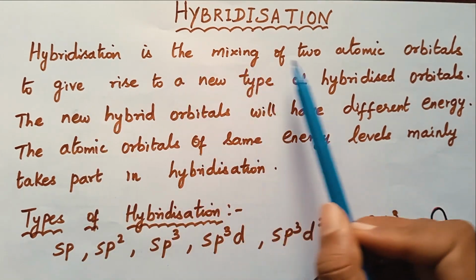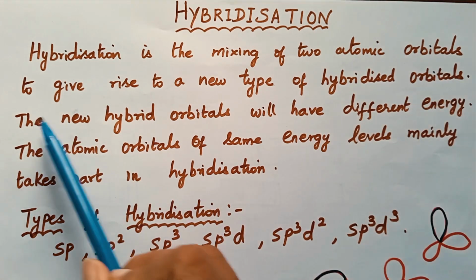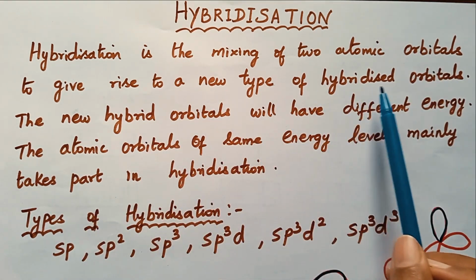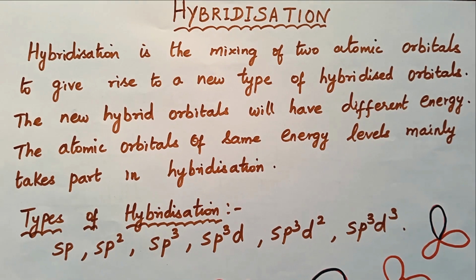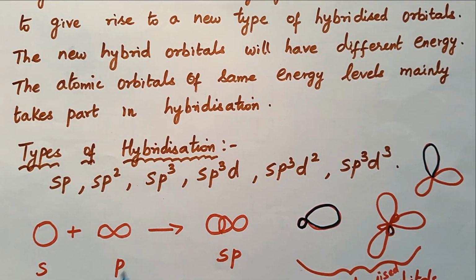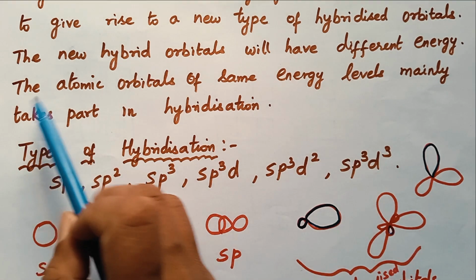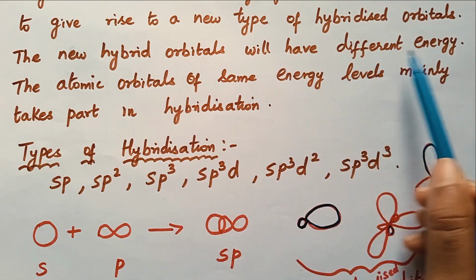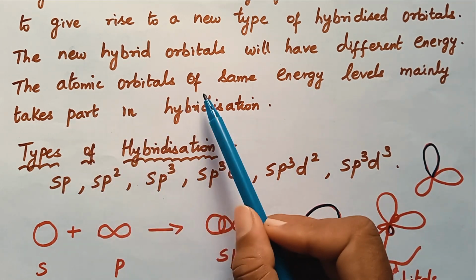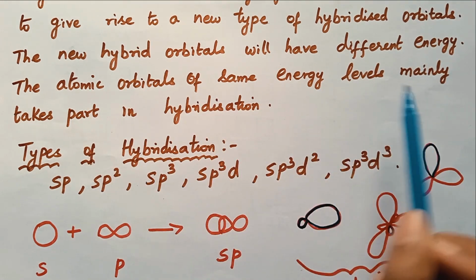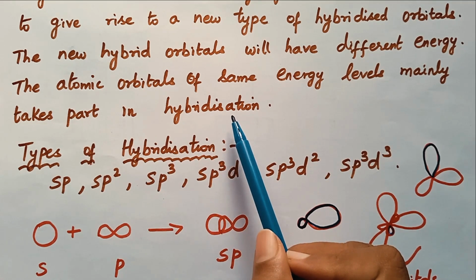Hybridization is the mixing of two atomic orbitals to give rise to a new type of hybridized orbitals. For example, s orbital and p orbital mix up to form sp hybrid orbital. The new hybrid orbital will have different energy. The atomic orbitals of same energy levels mainly take part in hybridization.